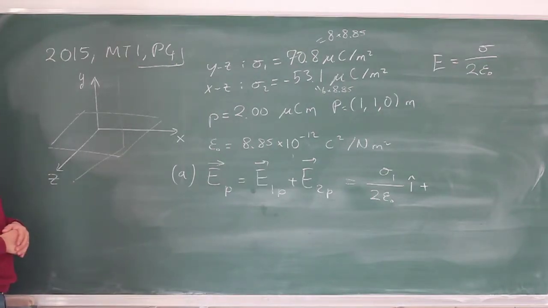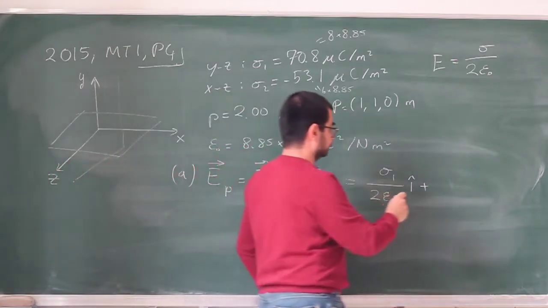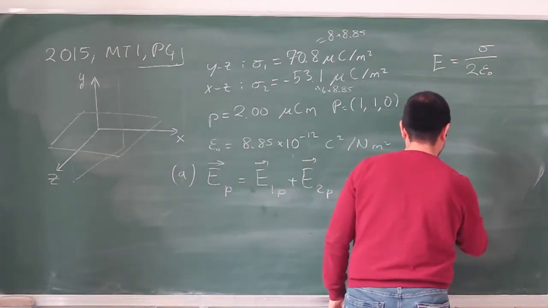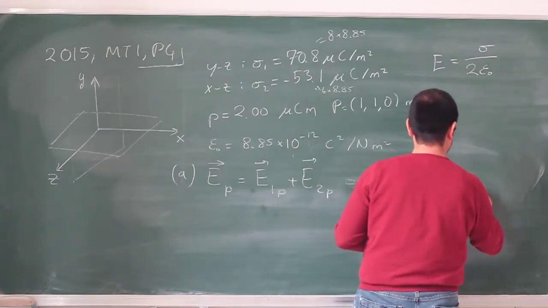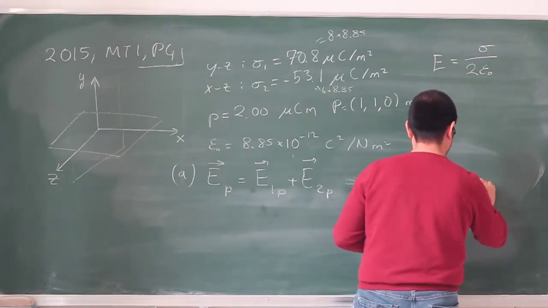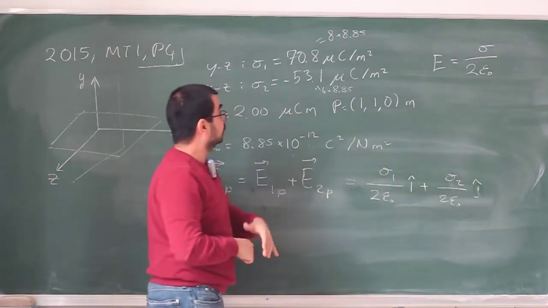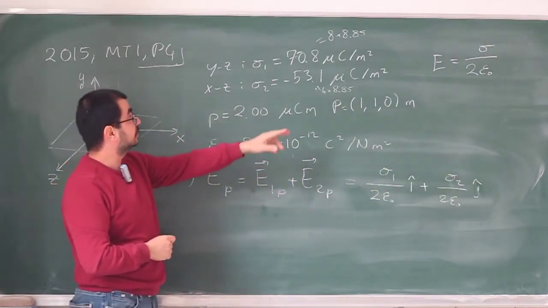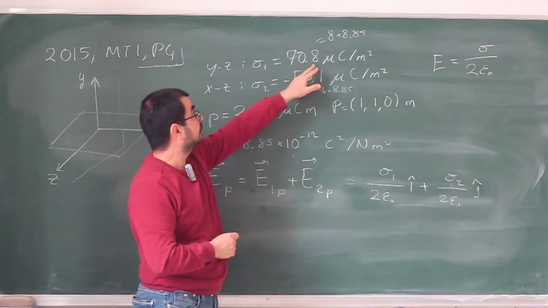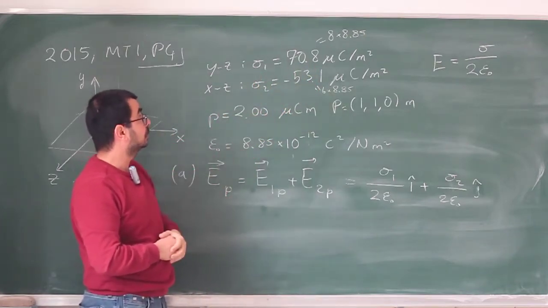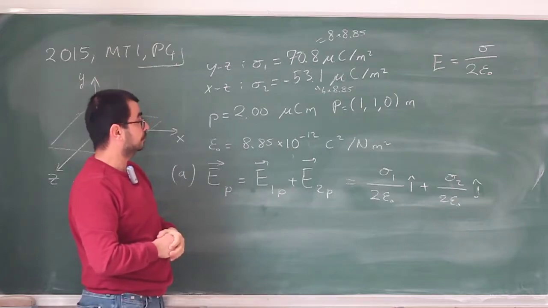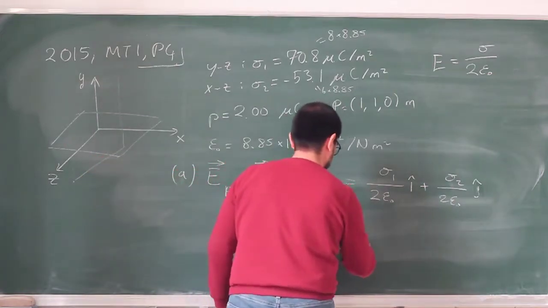And the other one is going to produce sigma 2 over 2 epsilon naught. This time it's going to be in the positive y direction, so this is just j hat. And when you plug the numbers in, it's going to be something simple. So 70.8 divided by 8.85 is 8, divided by a further 2, it's going to be just 4.